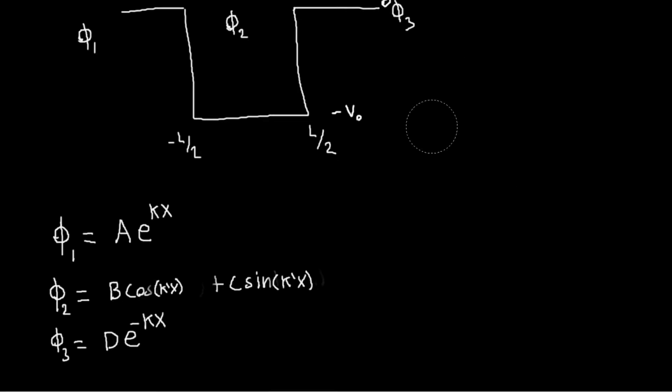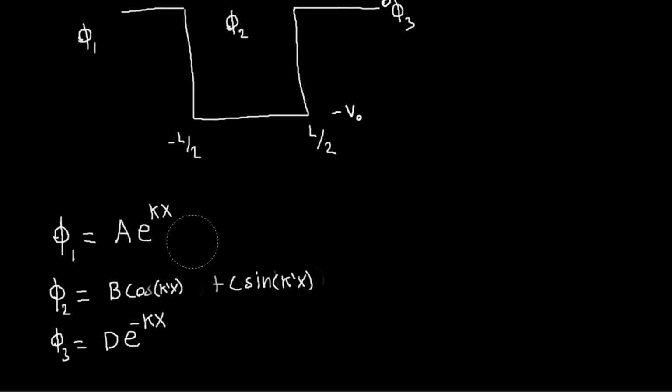Okay, so we just solved this finite square well problem. We got the general solutions in each of these three regions, and all we need to do now is use the boundary conditions at each wall to relate these coefficients. Again, those boundary conditions are that the wave function should be continuous and that the derivative of the wave function should be continuous at each of these walls.